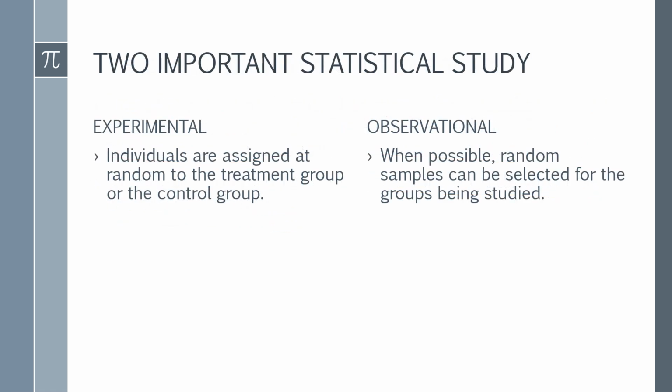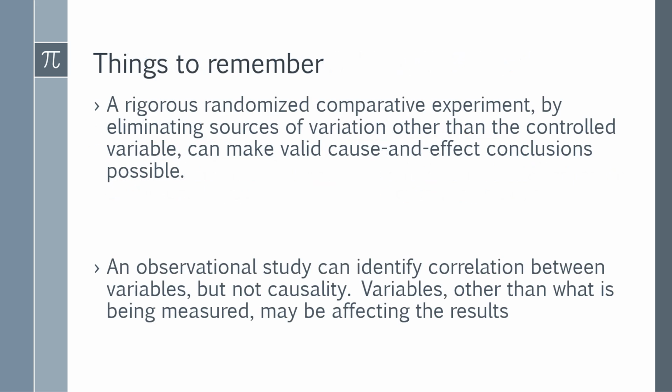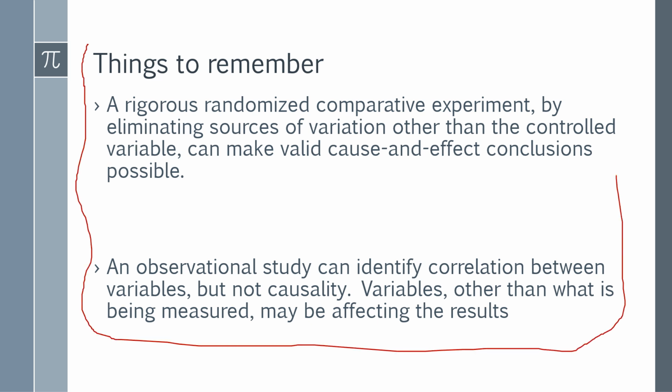I told you guys to remember experimental studies and observational studies. These are things that we have to remember. I told you not to write these down, but we will review them later on. A rigorous randomized comparative experiment, by eliminating sources of variation other than the control variable, can make a valid cause and effect conclusion possible. But an observational study can identify correlation between variables but not causation. Variables other than what is being measured may be affecting the results. So we're going to talk more about this next class period.